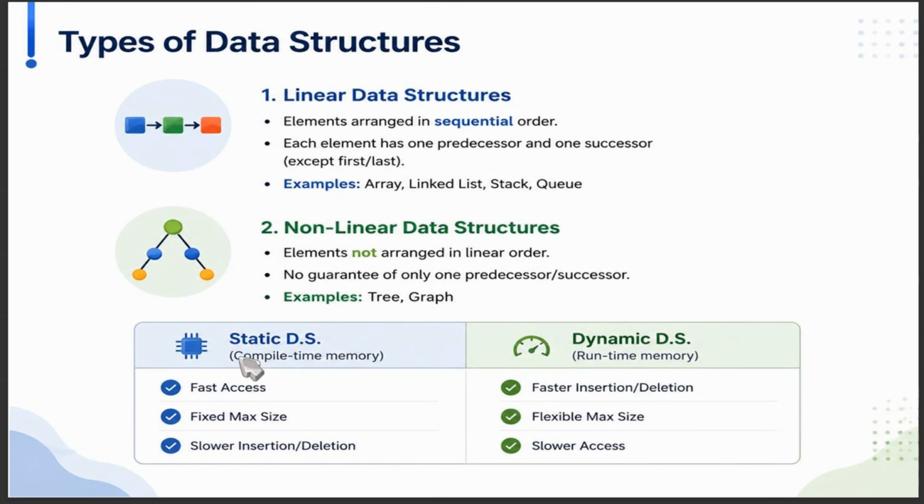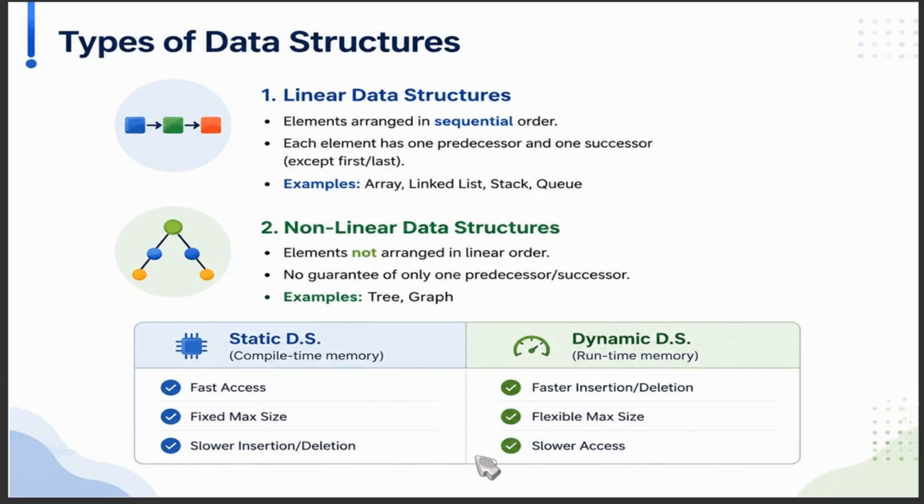We can also classify data structures into static versus dynamic. In static data structures, memory is allocated at compile time. The maximum size is fixed and cannot change during program execution. Examples include arrays declared with a constant size. Access is very fast because the computer knows exactly where each element is, but insertion and deletion are slow because you may need to shift many elements.